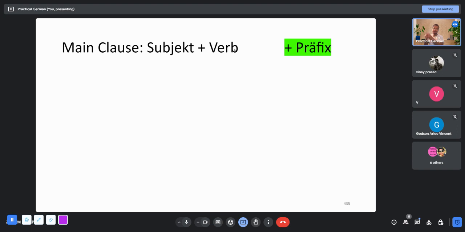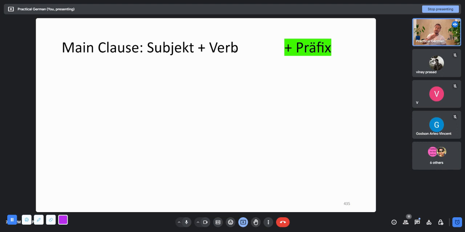But then there are verbs which you can break down into two pieces. The verb will have a prefix, and when you use that verb in the German language, the prefix will be at the end of the sentence, right? In a main clause. For example, geben, right? Ich gebe is just like geben.